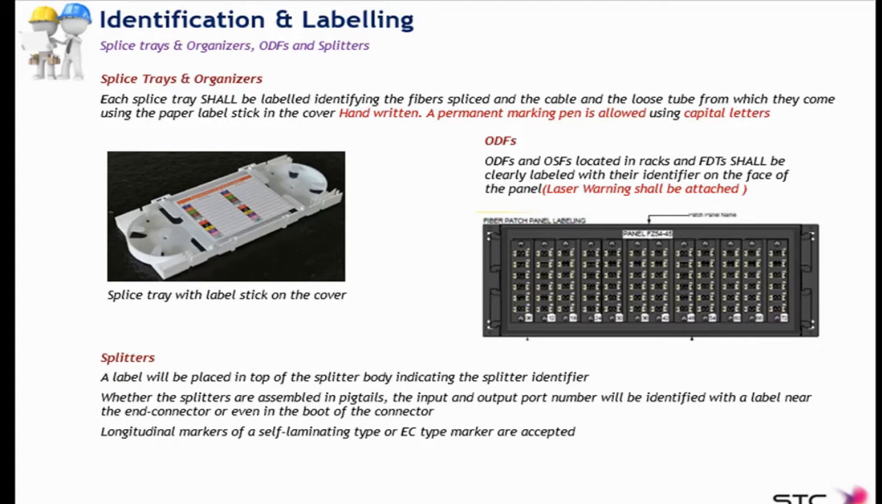Splitters have a special label to be placed on top of the splitter body, indicating the splitter identifier. Then the splitter legs, so the pigtails that are coming out of the splitter cassette, have to be labeled by the manufacturers as well, according to the input and output port number. You have to connect the splitter legs to the right ODF positions according to the fiber junction schematics provided by the designers.